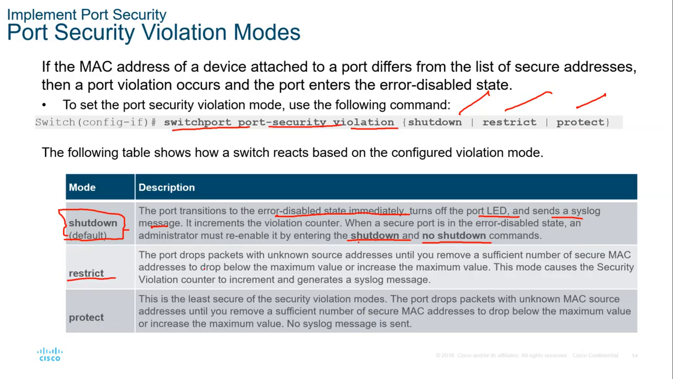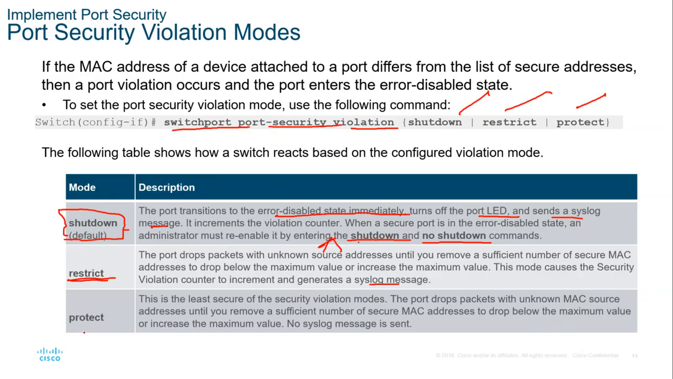We have restrict. The port drops packets with unknown source addresses until you remove a sufficient number of secure MAC addresses to drop below the maximum value. Still the same as shutdown, and this mode causes the security violation counter to increase. But with restrict, the port is not going to be disabled, it's not going to go to error-disabled. Meaning that if you connect the stated number of MAC addresses, 2, and you connect a third one, it's not going to work. But if you connect back the 2, they will work. But in shutdown, if the policy is violated, the port is disabled, and you have to first rectify that so that the legitimate computers or MAC addresses are able to work again.